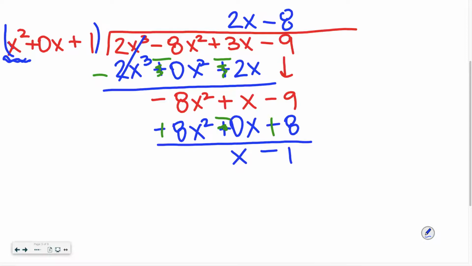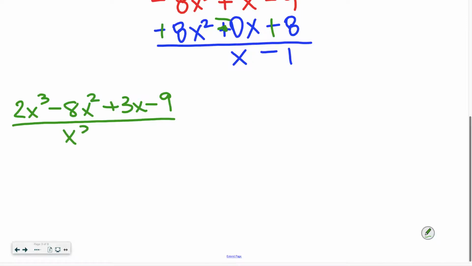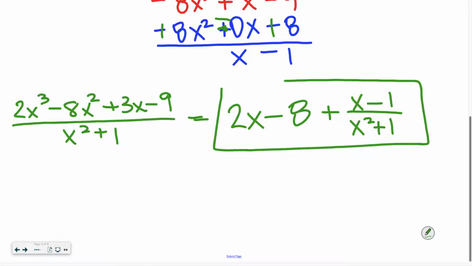All right, sorry, I have to scooch down here. But we determined that 2x cubed minus 8x squared plus 3x minus 9 divided by x squared plus 1, that was our problem. It equals, our quotient was 2x minus 8. And then we add our remainder over the divisor. So if I ask you purely for a long division, that's our answer.